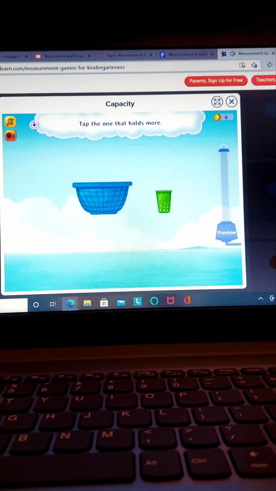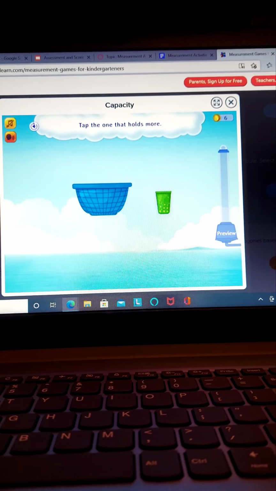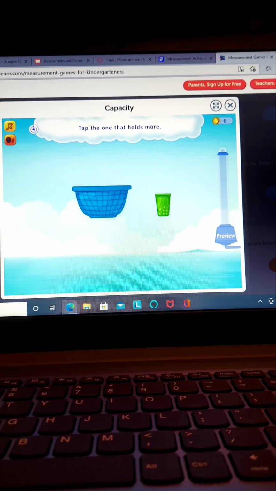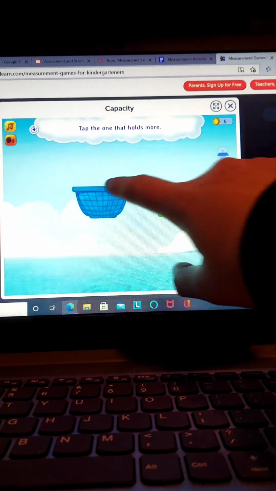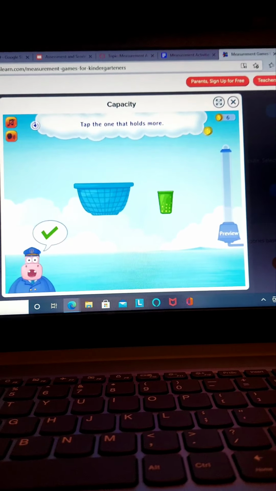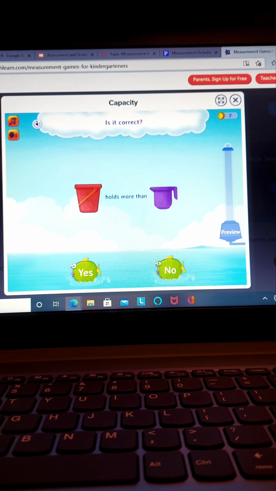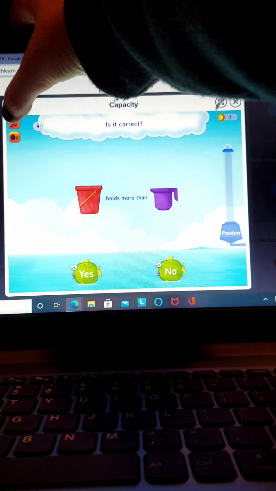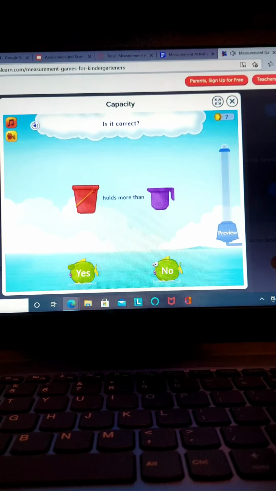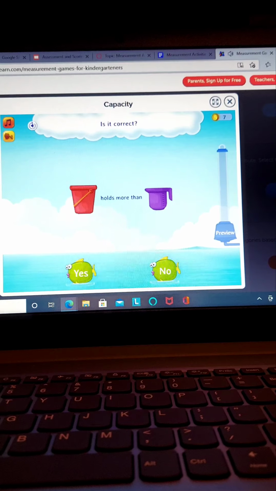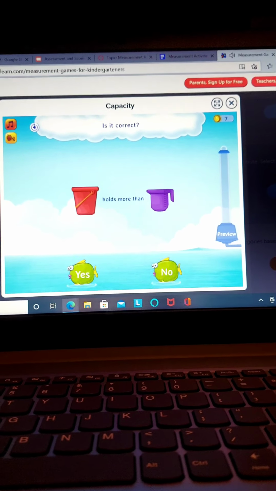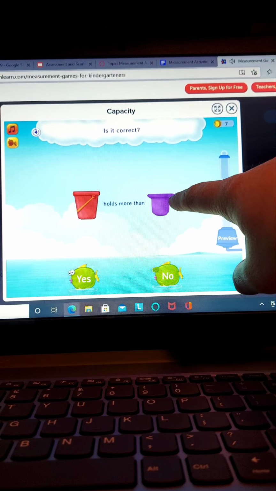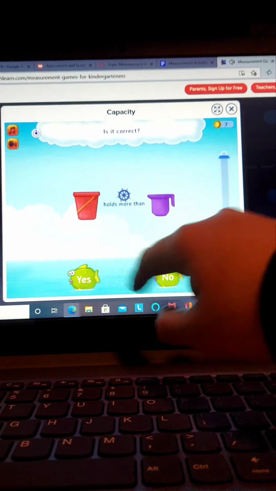Okay, so I turned off the volume real quick, but basically it lets you know, it explains which one has more or less. It just said tap the one that holds more, so hold more. And then it says Bucket, it's good, and it keeps going. Holds more than mug. And then, is it correct? Okay, so we have the music can play and the voice can be quiet. So bucket holds more than, I don't know what they said about that, so I say yes.